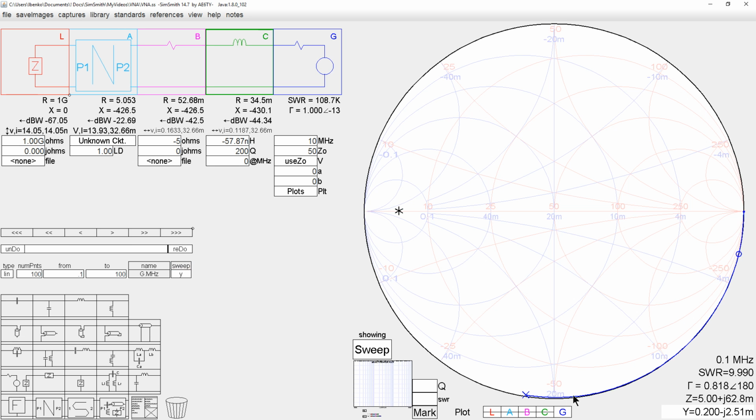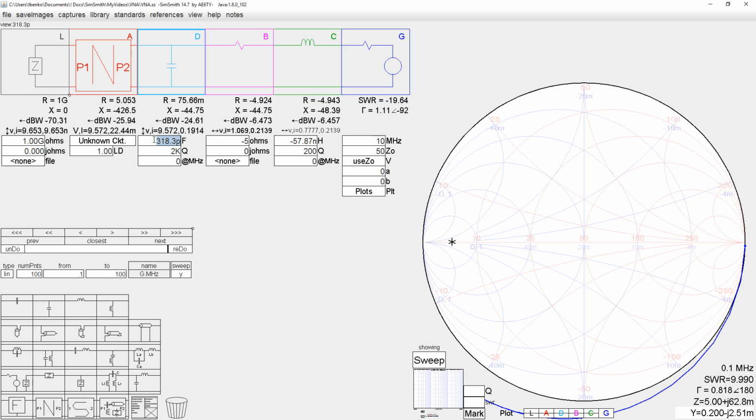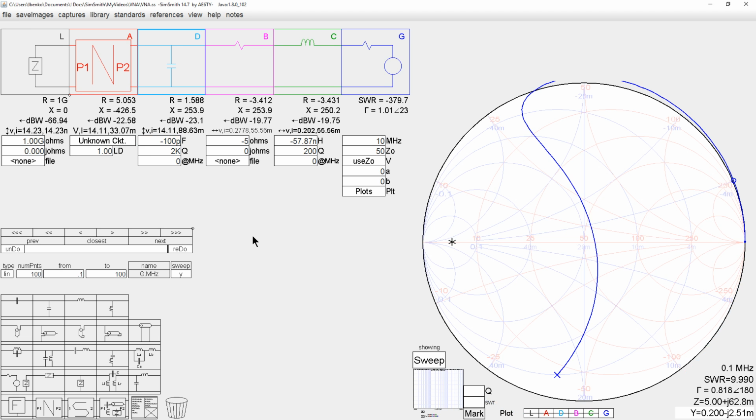It's still capacitive, but not at low frequencies. So that tells us there's a shunt capacitor somewhere involved. So let's put a shunt capacitor in the circuit here, and it would be a negative value too. Everything's a negative value. Say 100 picofarads.